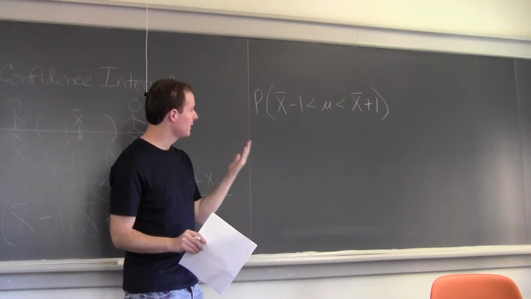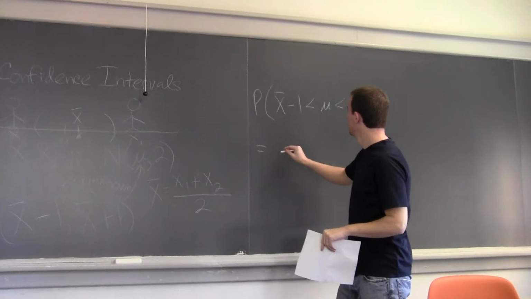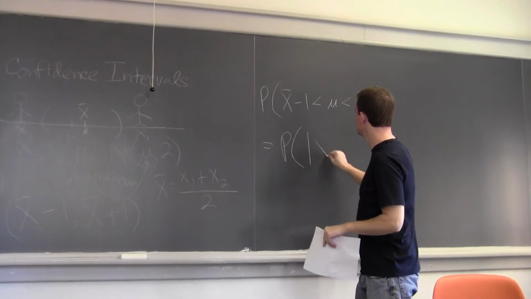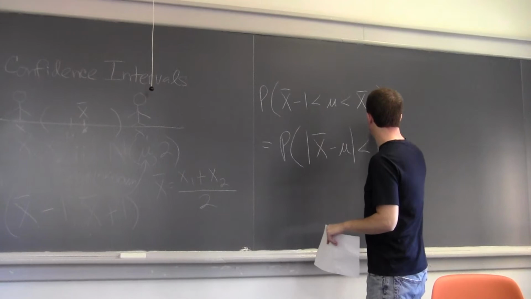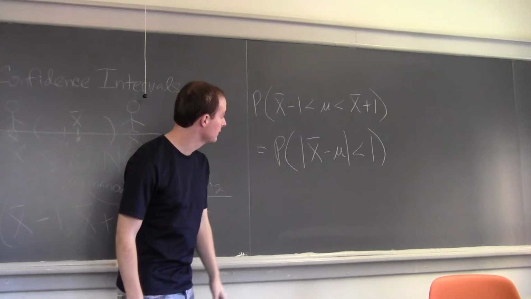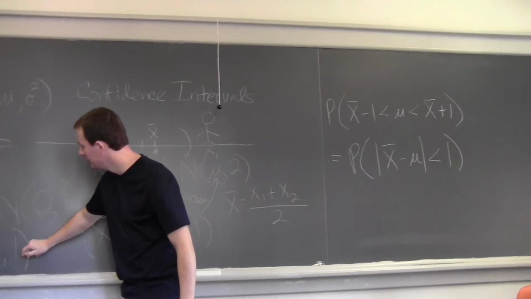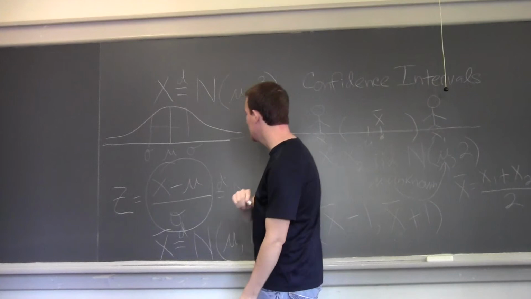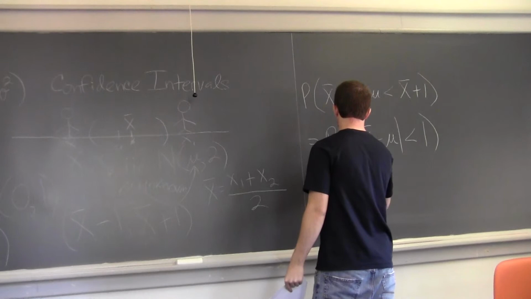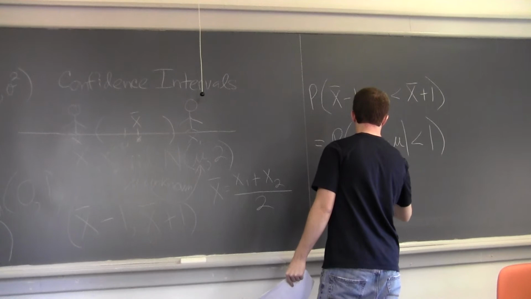Anyway, if you do a little algebra, you can rewrite this as the probability that the absolute value of X bar minus mu is less than 1. Subtract X bar from both sides, and that will be the absolute value. And guess what? The standard deviation of this is 1. Subtract the mean off and divide by the standard deviation, it's a normal 0, 1. So what we're talking about then is the probability of a standard normal random variable being less than 1.